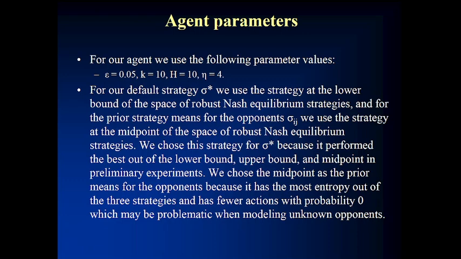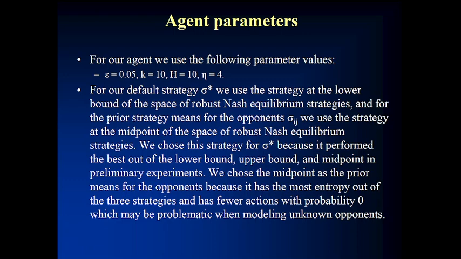I'll talk more about the effect of the parameter selection, but for now, let me just say that we used epsilon at 0.05. Remember, this is the threshold to prevent probability 0 in the prior. We used k, the number of samples, equals 10. We used h, the burn-in period, equals 10. We used eta, which determines the variance of the Dirichlet prior, equals 4.